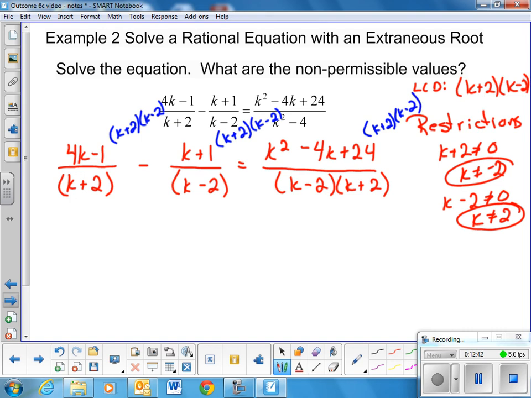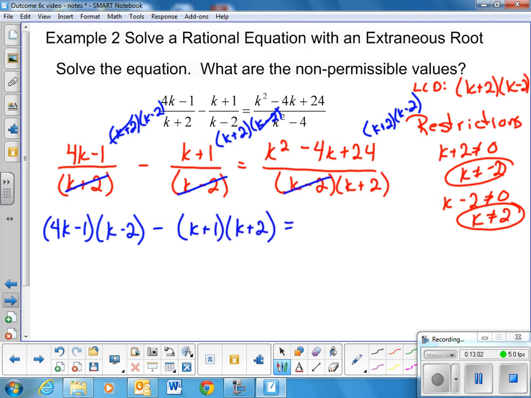Now we're going to look for things that simplify out. The k plus 2 in the bottom and the top will cancel, leaving me 4k minus 1 times k minus 2. In the second group, the k minus 2's will cancel, leaving me with k plus 1 times k plus 2. And in the last group, the k minus 2's will cancel, the k plus 2's will cancel, so all I have left is my numerator. I have a wrong sign there, that should be a negative 4k.